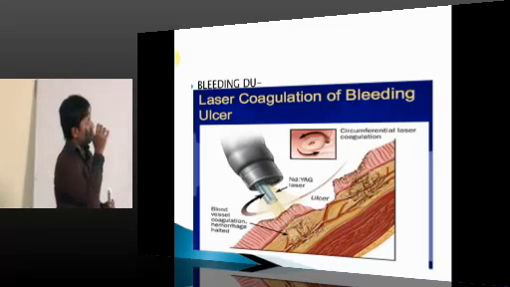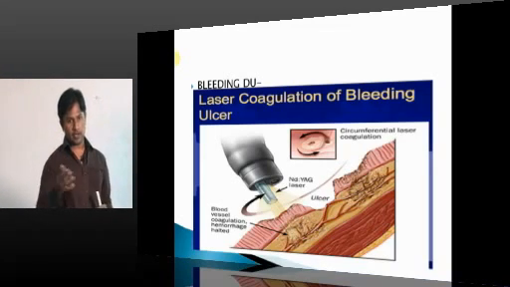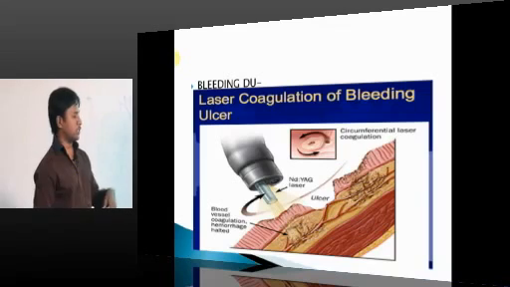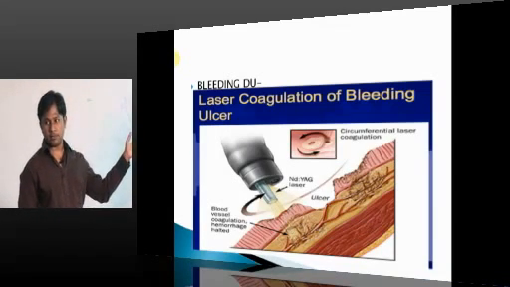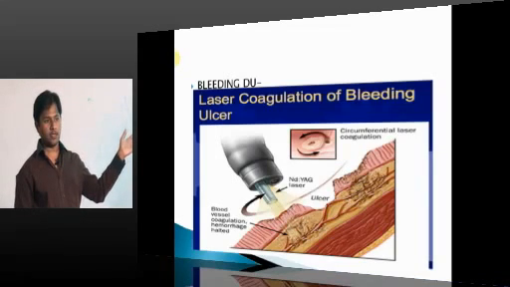Okay, if you have a bleeding duodenal ulcer, we have some newer technologies, that is laser coagulation. You can also do argon plasma coagulation. I think you have heard about that.